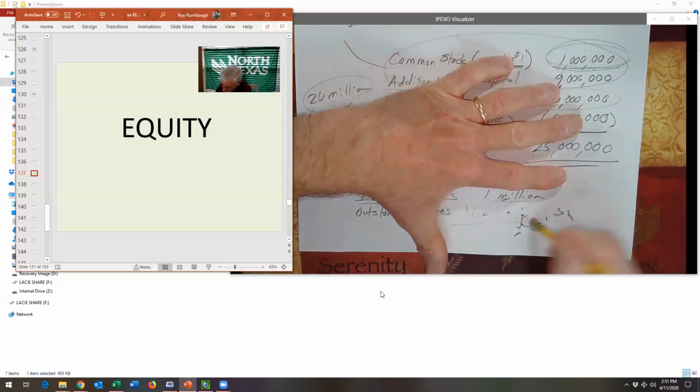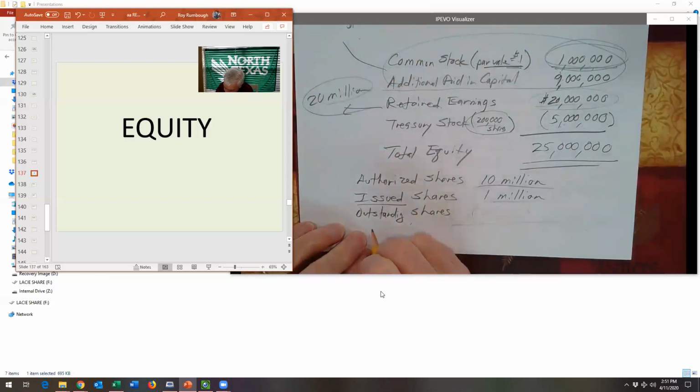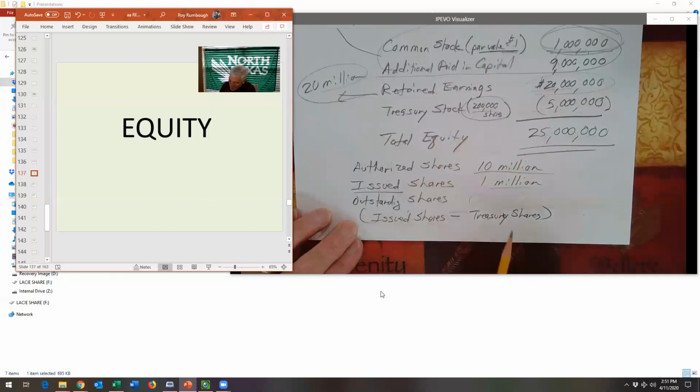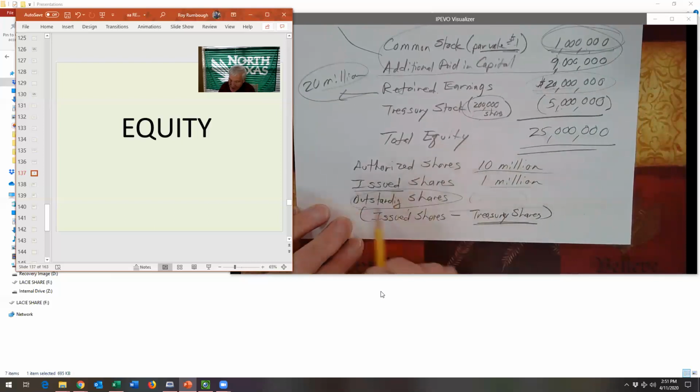What are outstanding shares? That is issued shares minus shares repurchased, treasury shares. That's the definition for outstanding shares. Why do we do it this way? Important reason: treasury shares are owned by the company, they've been bought back by the company, they do not receive dividends, and they cannot vote. They're just shares that have been removed from the marketplace. What we care about is outstanding shares, shares that can still vote and will receive dividends. That's why this definition is so important.